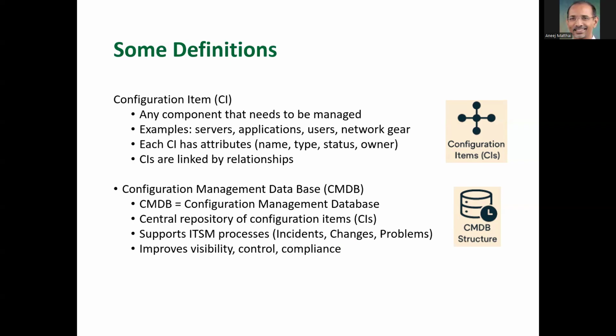Now, each CI has attributes like its host name, location, or support group, and also other CIs that are connected to it. For example, a database CI may be hosted on a server CI, or you could have an application CI that depends on a database CI. Okay, so that was about configuration item.